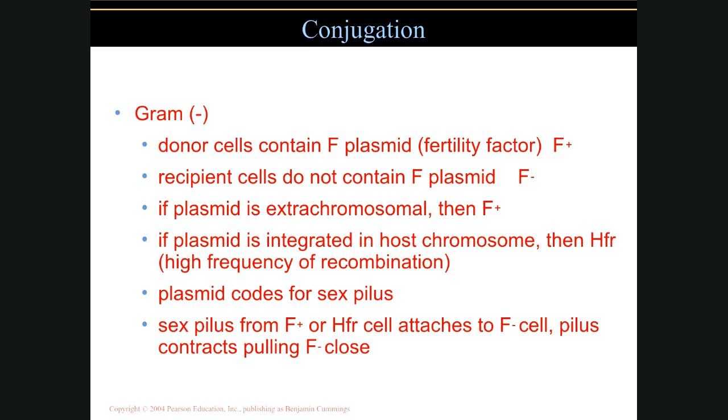But the purpose of the pilus is just to reach out, grab an F- cell, and pull those two cells close together. Once they touch, a conjugation bridge forms, and that allows the F+ or the HFR cell to send a copy of DNA over to the F-.